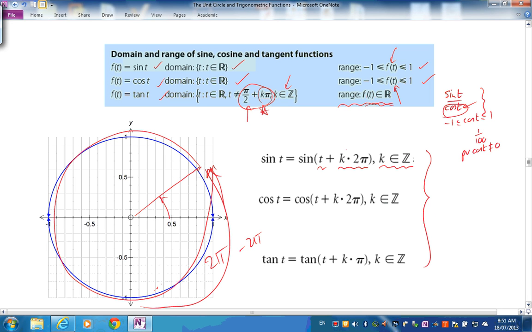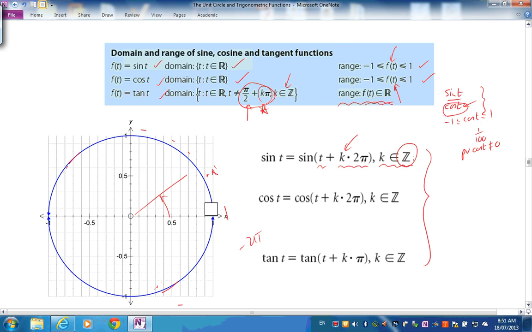Okay, so here k could be a positive or negative whole number, multiple of 2 pi, and you'll spin right round the circle back to the same point again. So you will have the same value. So that's why 2 pi, we said before, was the period. But this is the technical way to write it now. Cos of t is the same as cos of t plus a multiple of 2 pi. The period is 2 pi.